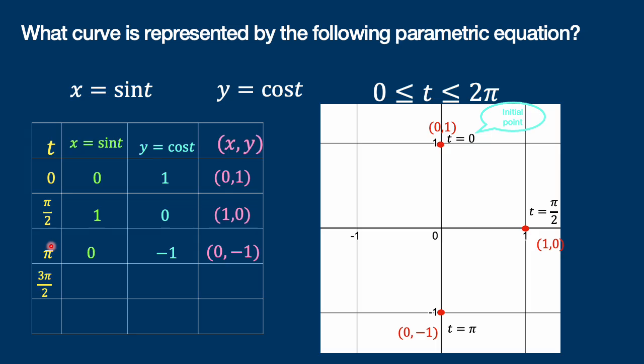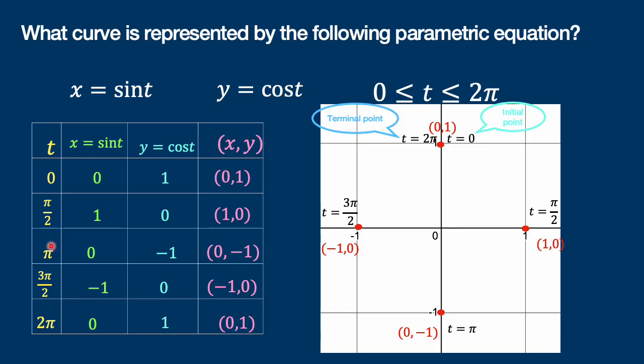t equals 3 pi over 2. Sine 3 pi over 2 is negative 1. Cosine is 0. That's going to be negative 1 and 0. t equals 2 pi. Sine 2 pi is 0. Cosine 2 pi is 1. That's going to be 0 and 1.